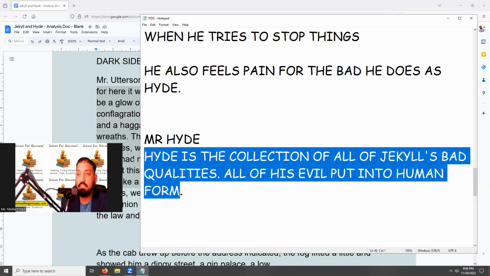So basically, the way to understand Hyde is that all of Jekyll's bad qualities, his fear, his anger, his desires, his violent side, his arrogance, all of those things get pulled out of him and combined into one person. Imagine all your bad qualities, all your bad stuff.